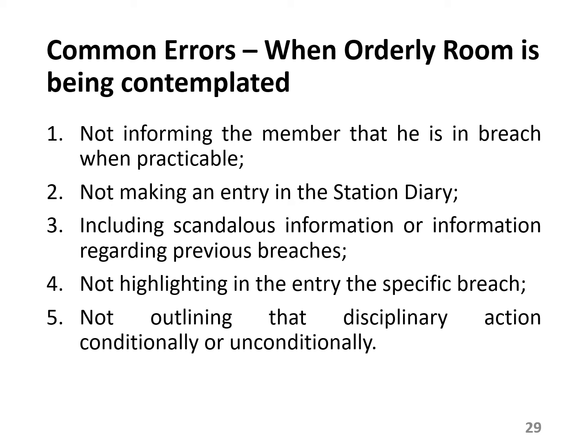Four, not highlighting in the entry the specific breach which was committed. Five, not outlining that the disciplinary action will be taken, whether it is conditionally or unconditionally. So there are some times that you write an entry and you put a rider to it which says that this disciplinary action will be taken if reasonable excuse is not given. So that would be a conditional entry. But there are some entries which are unconditional, which you just state that disciplinary action will be taken against the member.